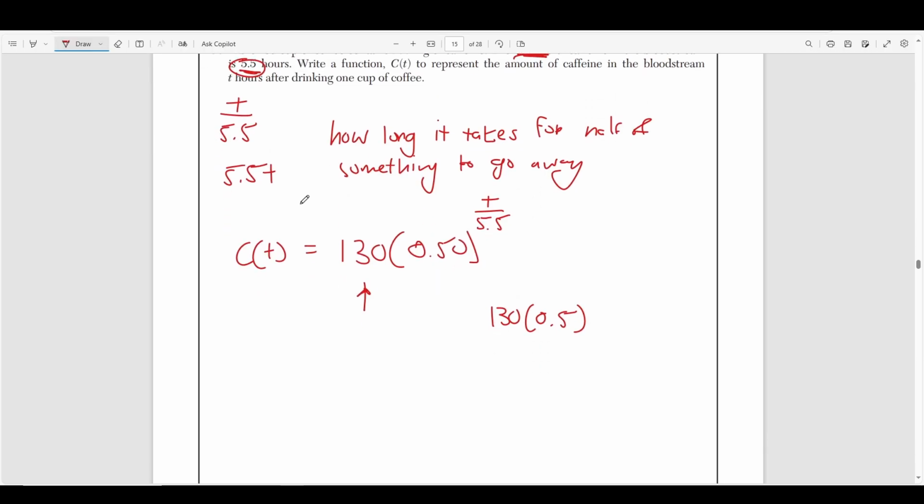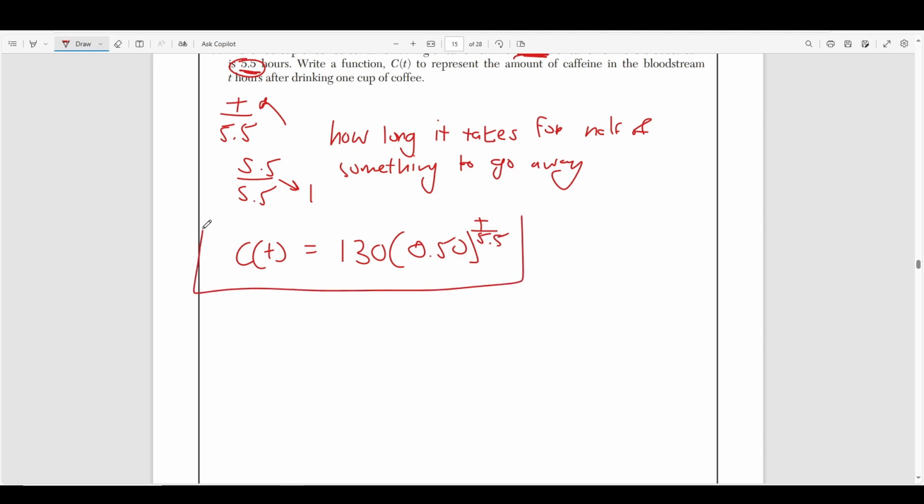That's not right. 50% of the substance is supposed to remain after 5.5 hours. But if we have t over 5.5, and if I plug in 5.5, I'm left with 5.5 over 5.5. This turns into 1. And 0.5 to the power of 1 is 0.5. So I'm now left with 130 times 0.5, or half, after t over 5.5, right? Or after 5.5 hours. So this is going to be your equation, okay?